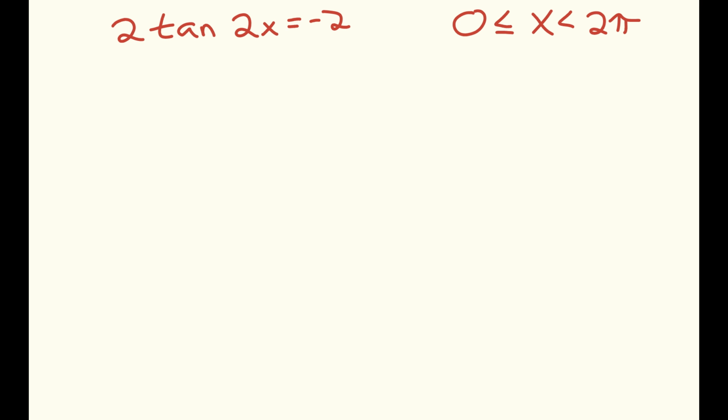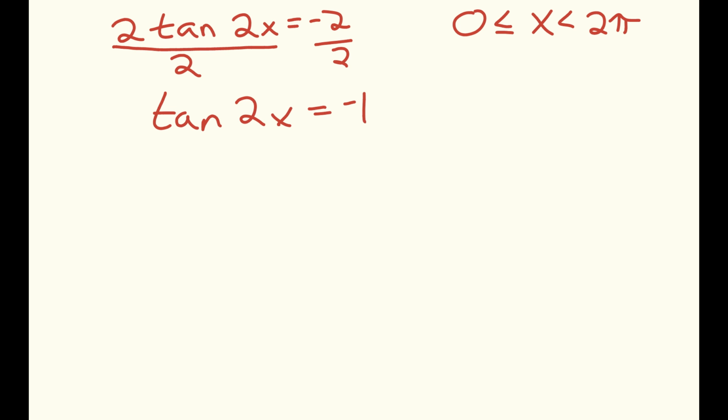Our second example is very similar to the first. We have a 2x instead of a 3x, but I'm going to start off the same way. So I'm going to divide everything by the number outside the trig function, which is a 2 in this case. And I get tan 2x equals negative 1.